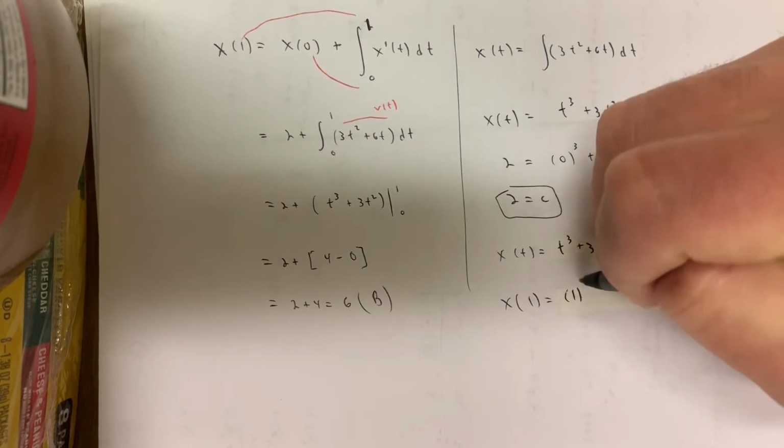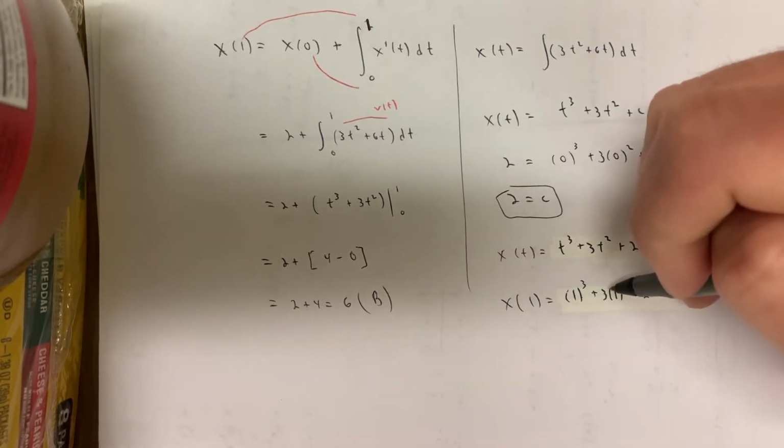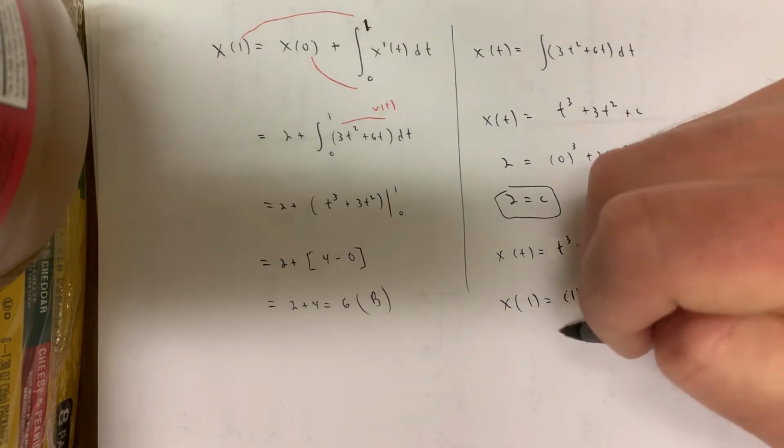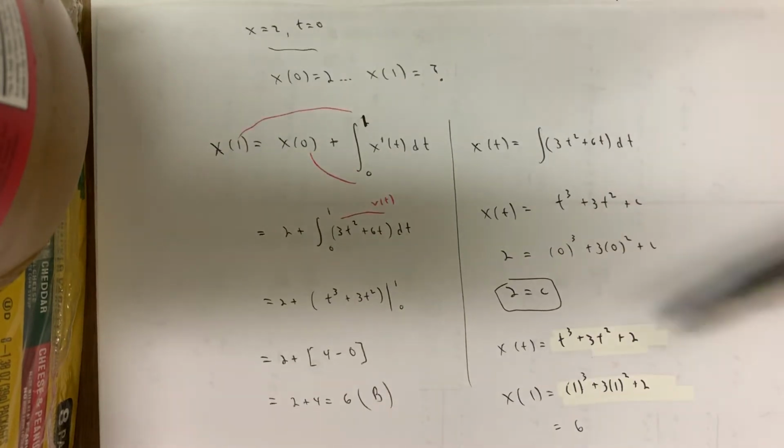Now I can plug in the 1. Okay, and that'll actually give me 1 plus 3 is 4, plus 2. Gives us our 6 right there. This way to do it is great without a calculator.